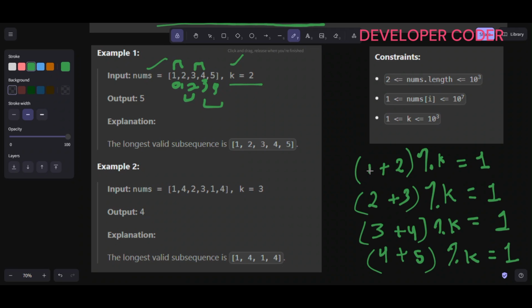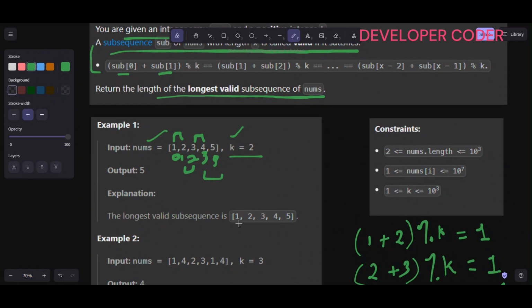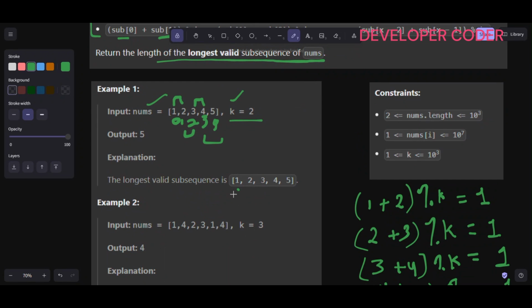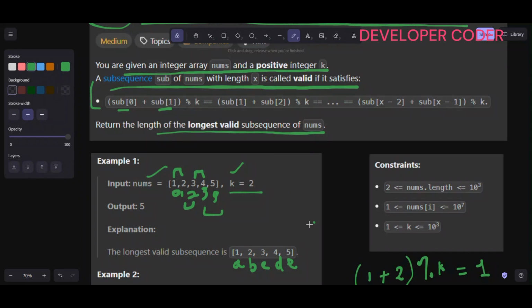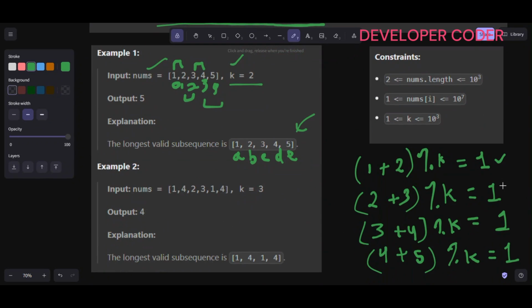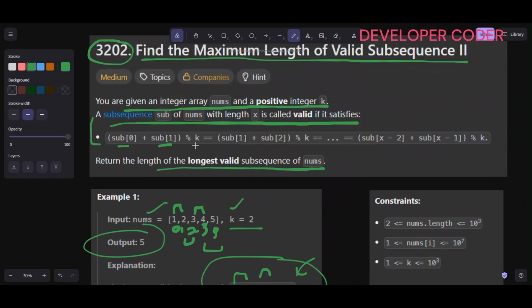So let's suppose a value: (a + b) modulo k is equal to (b + c) modulo k, equal to (c + d) modulo k, and (d + e) modulo k. All are matching, so this is a valid subsequence. Here a b, then b c, then c d, then d e, all are matching. And the length of this is 5. So this is what we need to return, the longest valid subsequence. That's it. I hope you are clear with this statement.